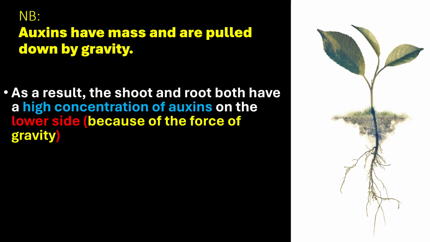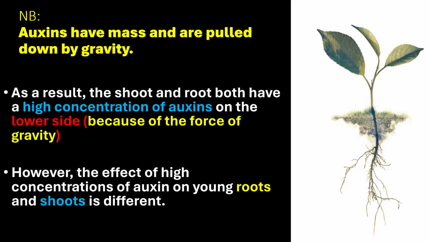In the root too, this is the upper part of the root. This is the lower part of the root. Because auxins have mass, they flow under gravity downwards. Hence, there are more auxins here and there are more auxins here. And it's due to the force of gravity.